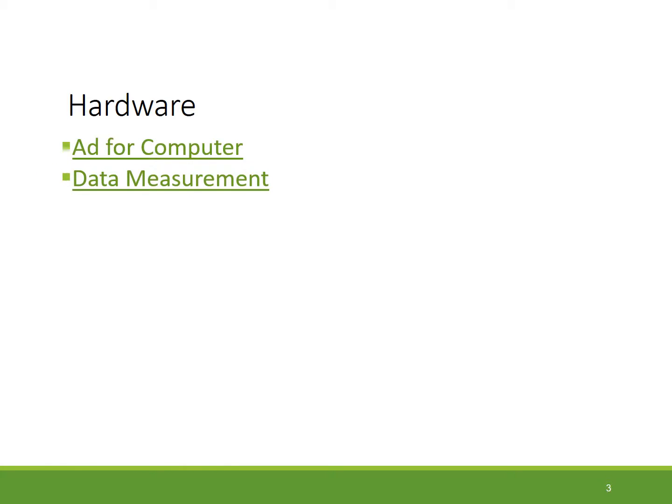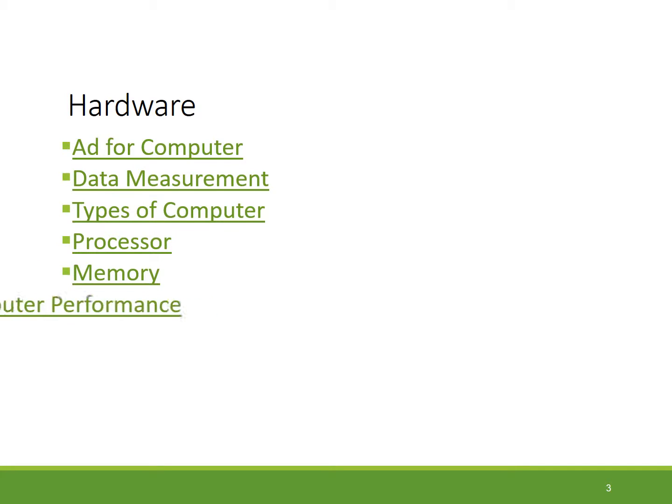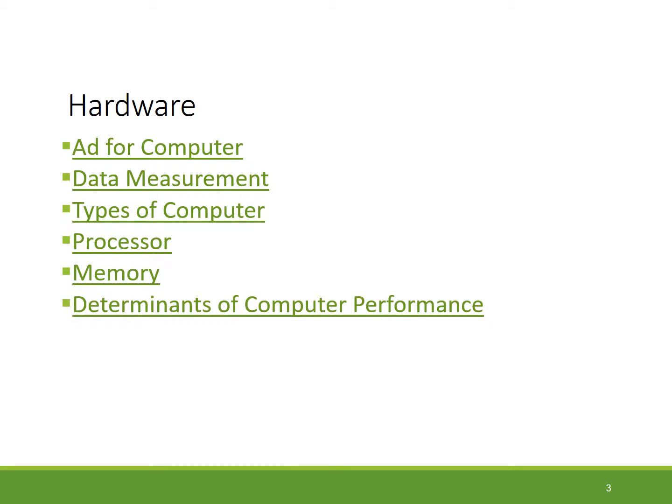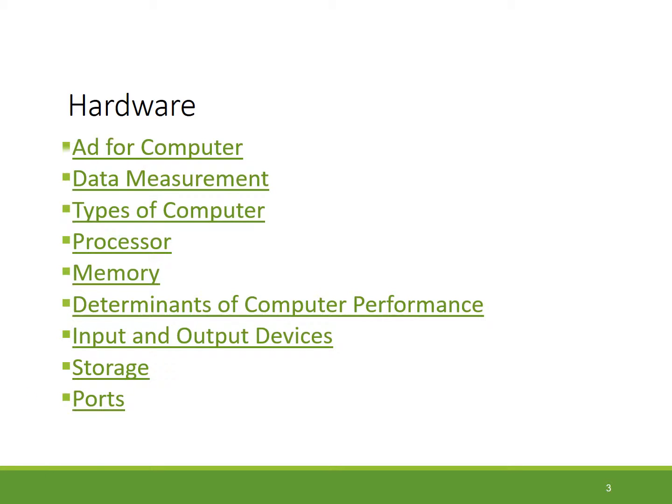So hardware. We're going to take a look at an ad for a computer. We'll look at data measurement, how we look at that, look at the different types of computers. Processor, what is it? What's it made up of? We'll look at memory. We'll take a look at things that determine the speed of the computer. We'll look at input and output devices. And we'll take a look at storage as well and ports.